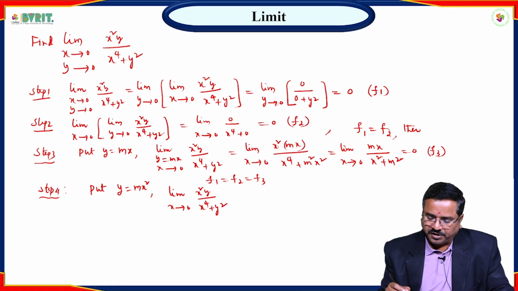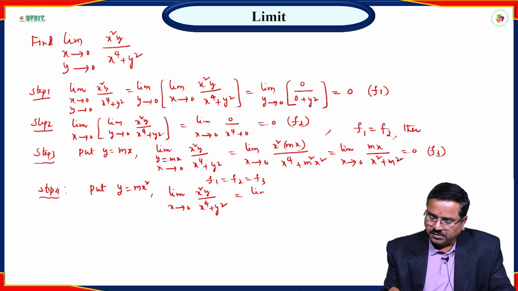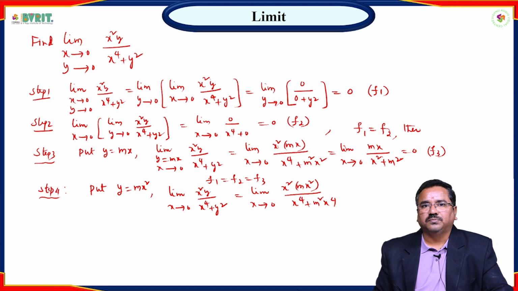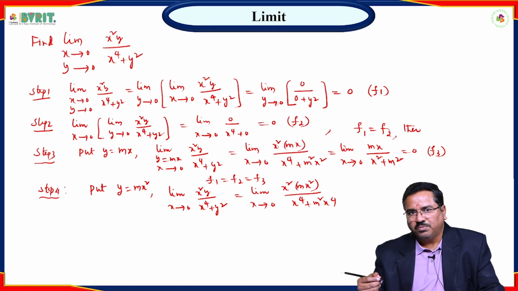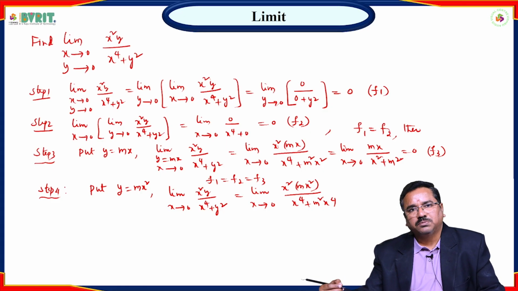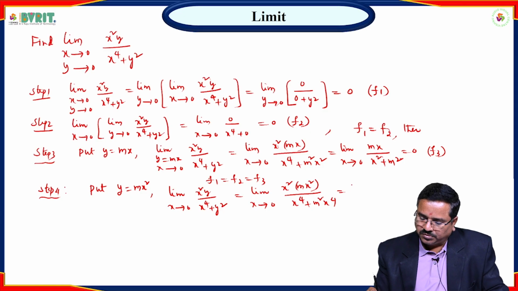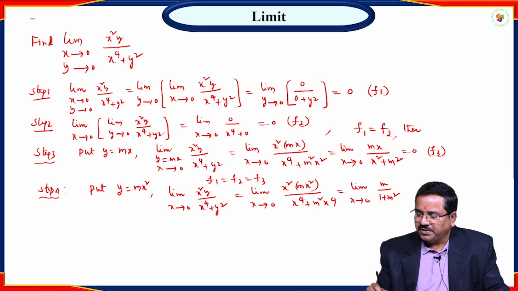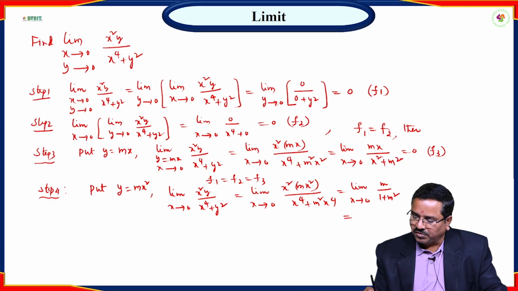Now replace y by mx square. So what will this become? Limit x tends to 0, x square times mx square, over x power 4 plus m square x power 4. Just look at the numerator and denominator. Numerator also has an x power 4 term, denominator also has x power 4, so it gets cancelled. What is left? Limit x tends to 0, m by 1 plus m square. Now apply the limit, there is no x term, therefore the answer is m by 1 plus m square.